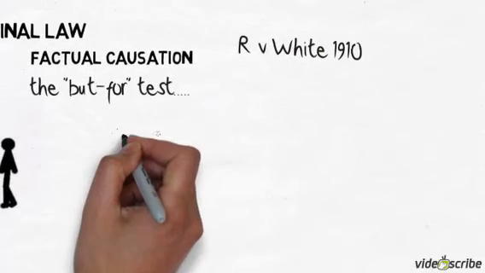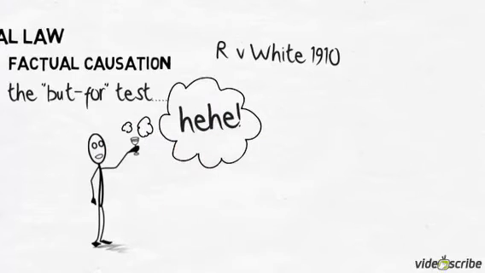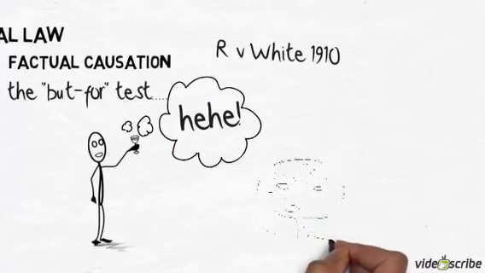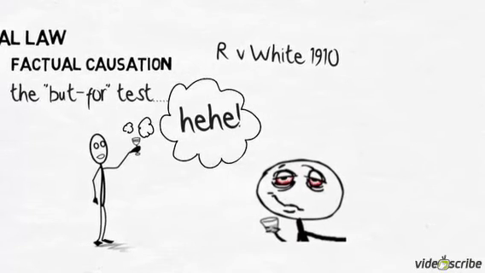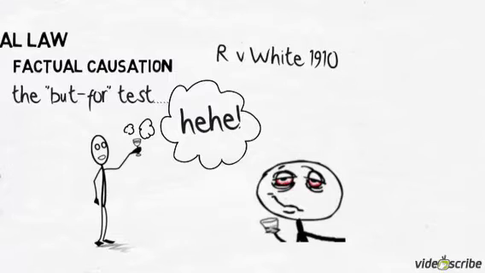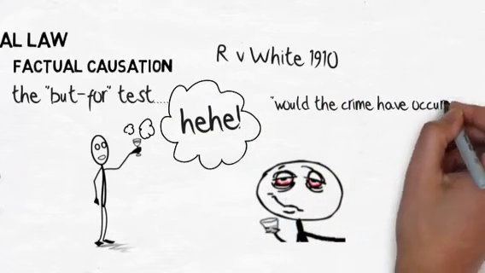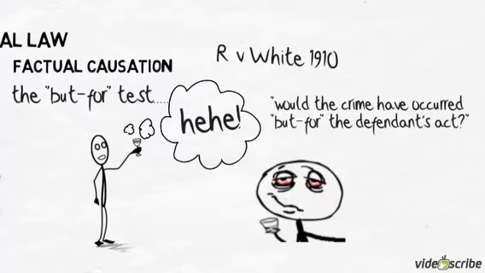In R v White 1910, the defendant may have wanted to kill his mother by putting poison in her drink, but she died not of poisoning, but of a heart condition, unrelated to the poison. Coincidence, yes, but crucially the defendant's act didn't cause her death, so he couldn't be guilty of her murder. Always start by considering the but-for test to make sure we can continue to establish guilt, because if the end result would have happened anyway, the defendant is not guilty.